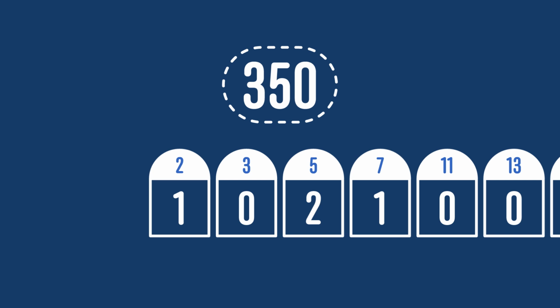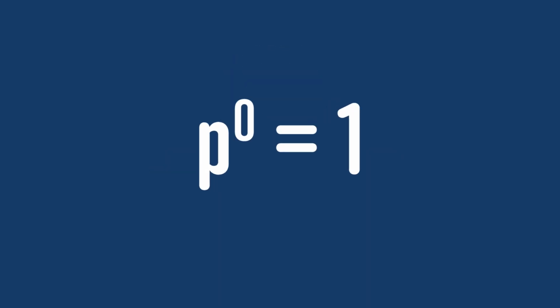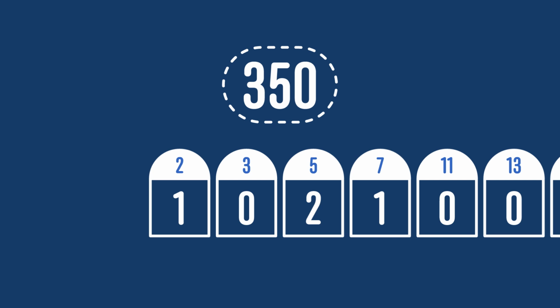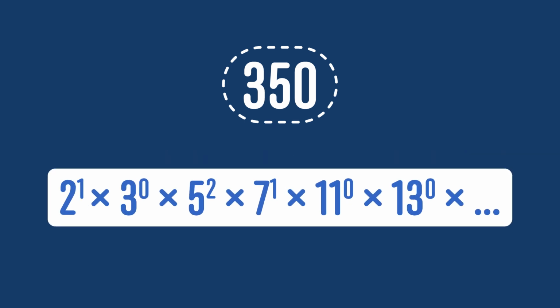1, 0, 2, 1, 0, 0, and we could adopt a convention that says we'll just stop writing if there are only zeros to the right, so actually 350 can just be represented by 1021. If the zeros are confusing, remember that any prime raised to the power of 0 is equal to 1, so 2 to the 0 is 1, 3 to the 0 is 1, and so on. So we can use the zeros as powers in the prime factorization too, and write 350 as 2 to the 1 times 3 to the 0 times 5 squared times 7 to the 1 times 11 to the 0 times 13 to the 0, and so on, but in practice we wouldn't always write all the ones with the zero powers. And we can do this with any number we like.